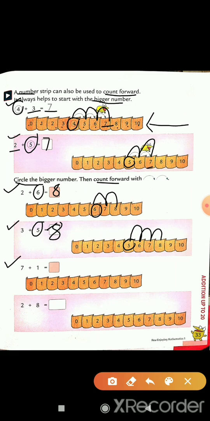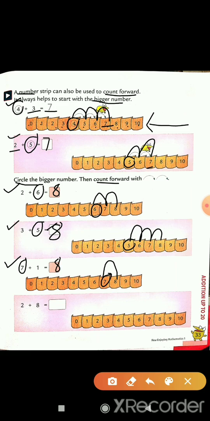Next, 7 plus 1 is equals to dash. Which is the bigger number here? 7. So you need to circle 7. In the number strip also you will start with 7. You have to add only 1 here. So count forward 1 time. So 7 plus 1 is equals to 8.